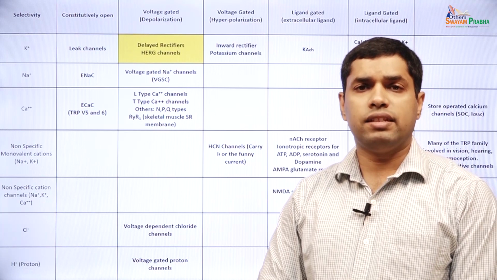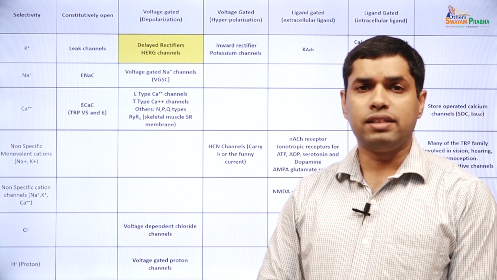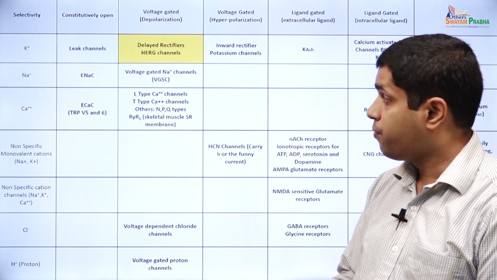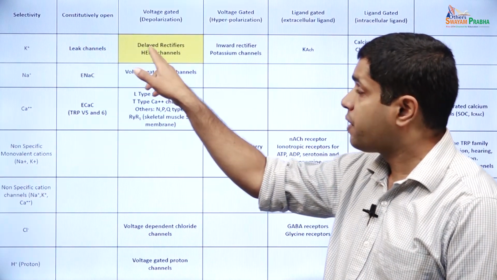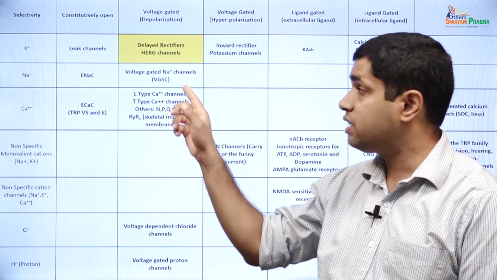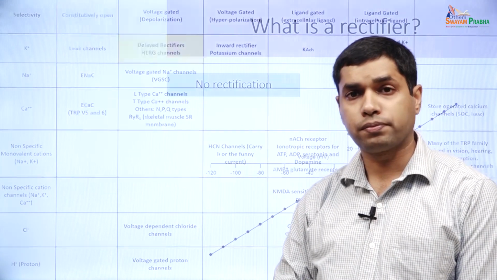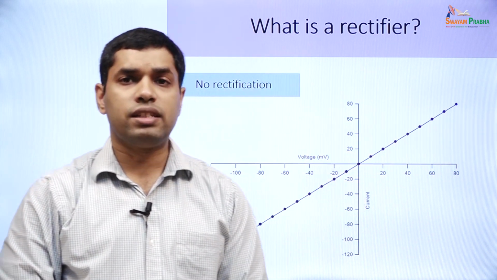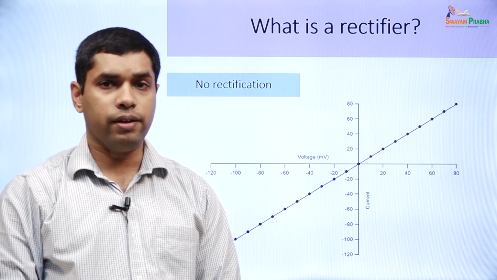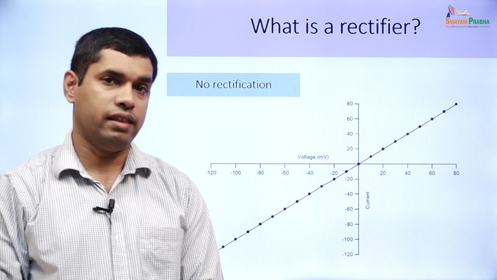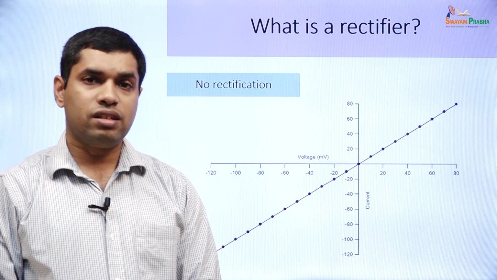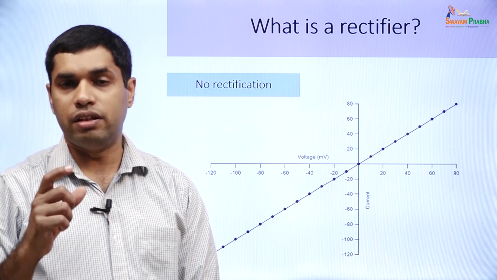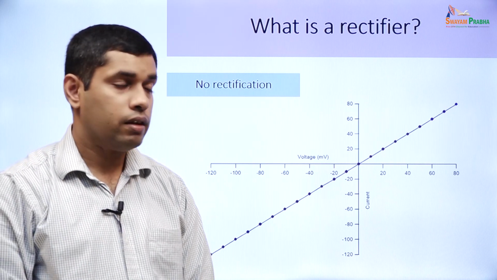Let us now look at the next type of channel, that is the delayed rectifier potassium channel. As its name suggests, it is a potassium channel, and this is also voltage gated, and it's gated by depolarization. Before we discuss this channel, let's try to understand what we mean by the term rectifier and what is a delayed rectifier at that. When we use the term rectifier, we use it for a channel that permits the passage of current in only one direction.